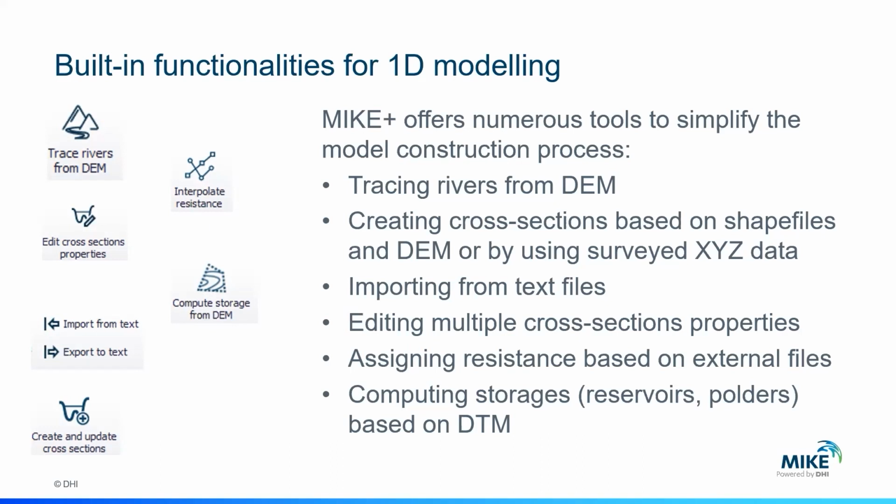Other tools that are extremely useful are, for example, assigning the resistance based on external files. So based on shape files containing the land use type and roughness coefficients, they can be set into the model in an automated manner. And last but not least, computing storages like reservoirs and polders based on the DTM.